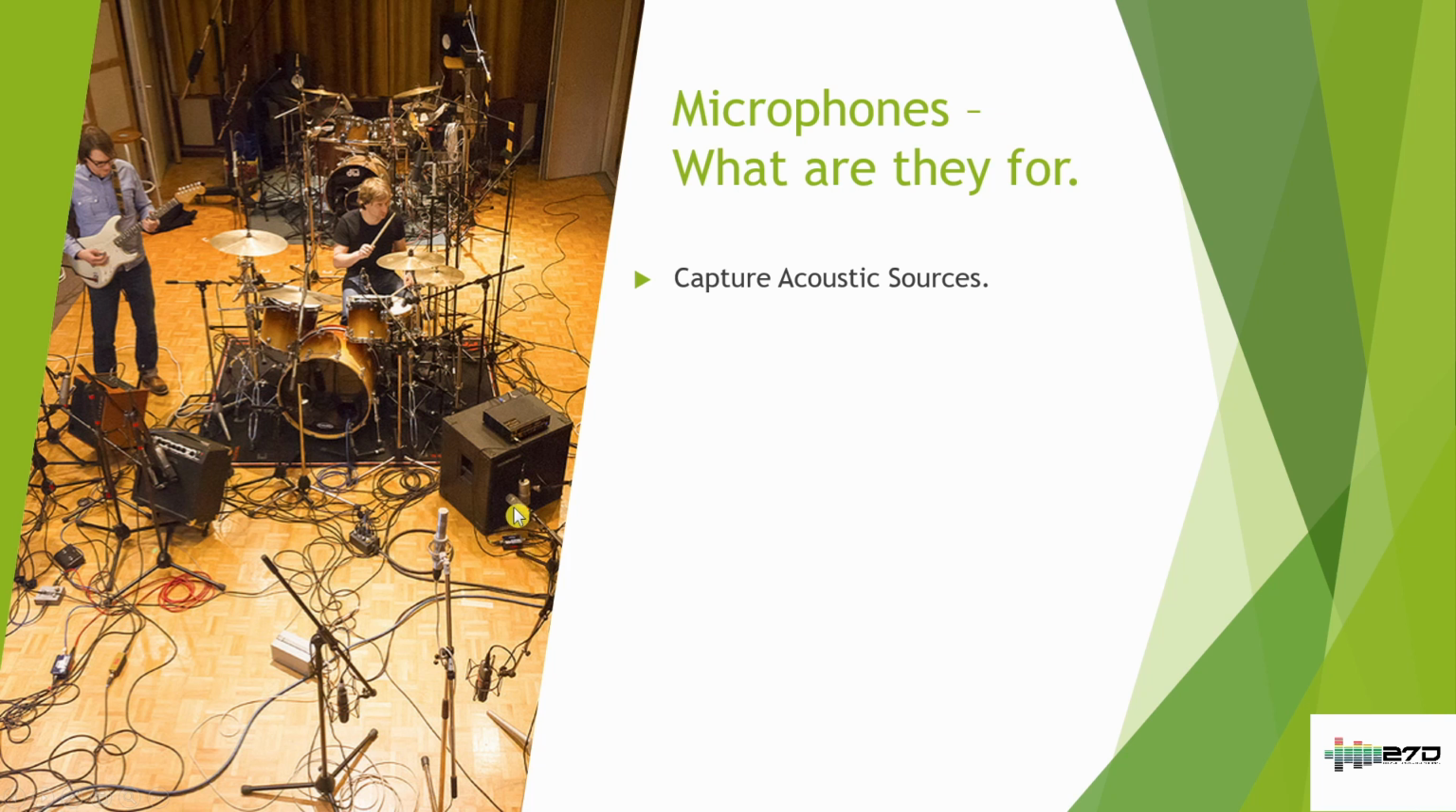A couple of microphones on the bass amp, a couple of microphones on the guitar amp, loads of microphones on the drum kit, and a microphone in front of the drum kit and in front of all the clobber, because we might like the sound of the room and we might want to add that on. That's something that we'll have a look at a little bit later on. So let's have a look at these microphones in a little bit more detail.